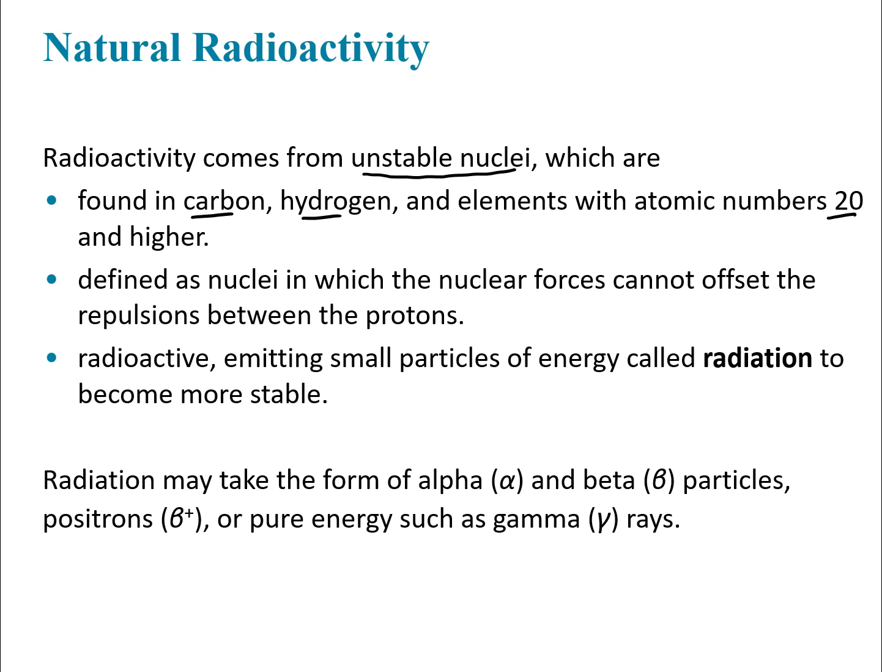So, to stabilize the nucleus, that atom is going to emit small particles of energy, and that energy is called radiation. There are different forms of radiation, and we're going to talk about these. Alpha and beta particles. There's positrons. And then there's just pure energy like gamma rays. So we're going to talk about each of these forms a little bit. Talk about some of the protective gear that you would need if you're working with different radioisotopes and things of that nature.